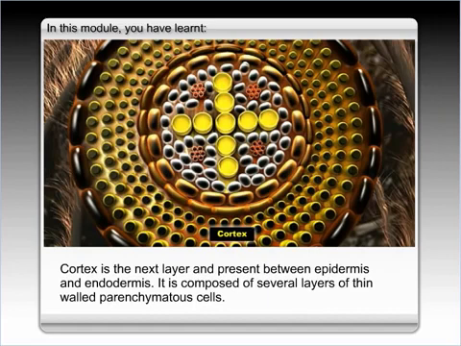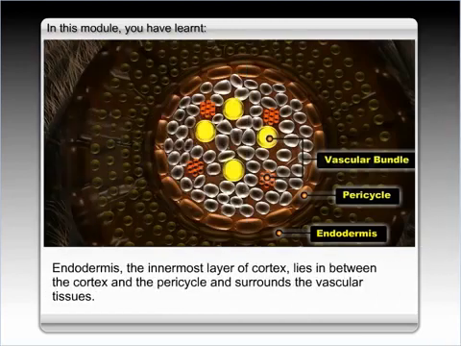Cortex is the next layer and present between epidermis and endodermis. It is composed of several layers of thin-walled parenchymatous cells. Endodermis, the innermost layer of cortex, lies in between the cortex and the pericycle and surrounds the vascular tissues.